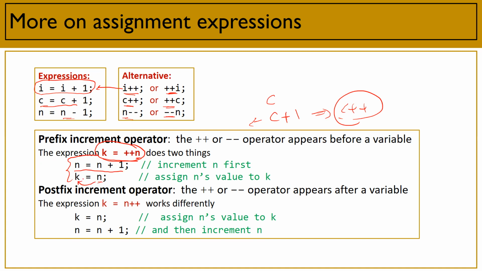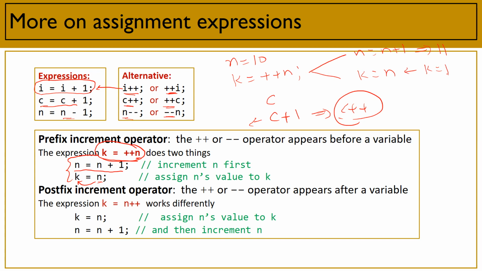If n, let's say, is 10, and you are doing k = ++n, then what will happen? This will be broken down into two steps. First, n will be updated to n + 1, so n will become 11. Then that n will be assigned to k, so k will be 11. That's the impact of the prefix increment operator when it is used with an assignment expression.